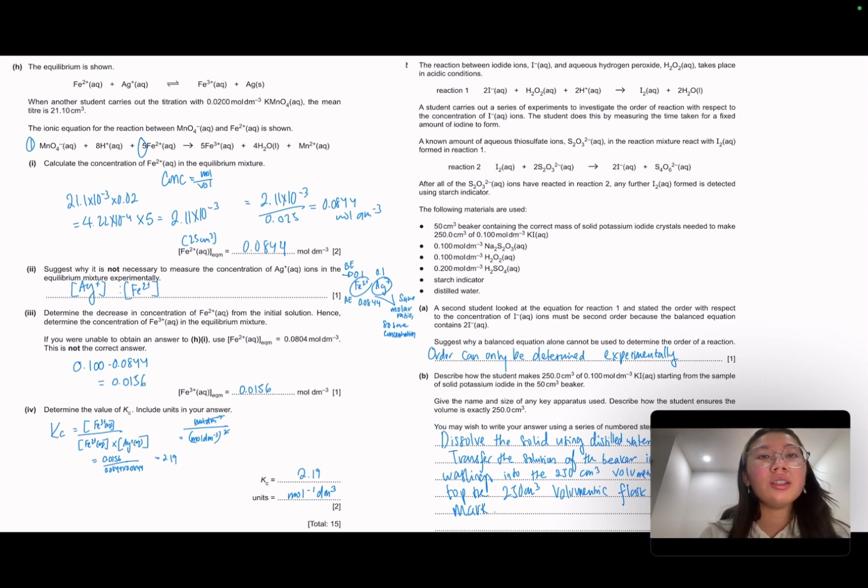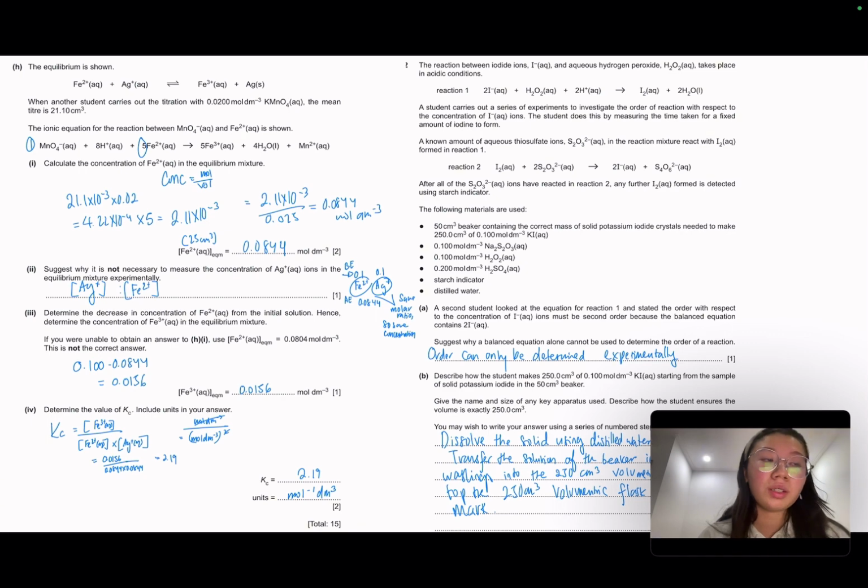So if we take a look at the equilibrium equation, right? The molar ratio for your Fe2+ and Ag+ is actually the same. So what does this say? This indicates that the concentration is likely to be the same. So it is not necessary to measure the concentration because they are the same, concentration of Ag+ and concentration of Fe2+. So yeah, determine the decrease in concentration of Fe2+ from the initial solution. Hence, determine the concentration of Fe3+ in the equilibrium mixture.